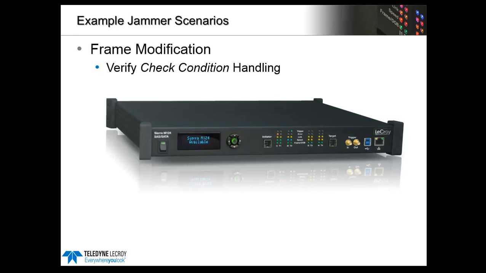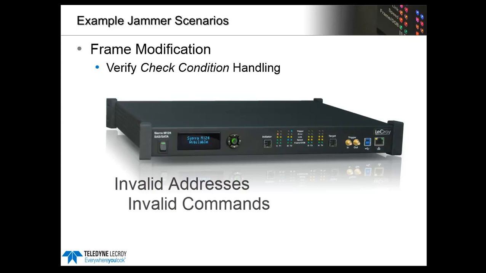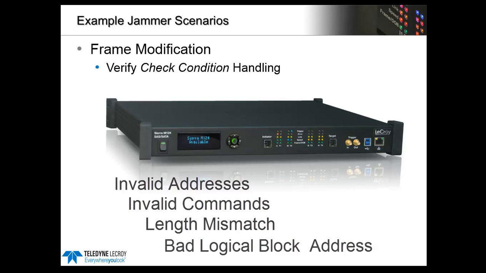In this tutorial, we'll use Teledyne LeCroy's Sierra platform to modify the contents of a frame to create a check condition error on a SAS 12 gig physical link. The Infusion error injection system can change any field within the header or payload of a frame. You can create countless SCSI level protocol errors with this mechanism: invalid addresses, invalid commands, length mismatch, bad LBAs. And it can create these types of errors in real time on a live, fully operational system.